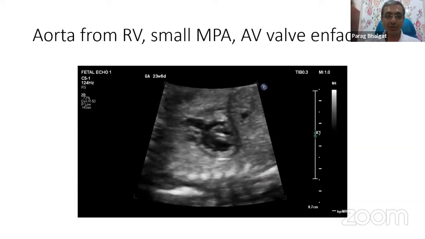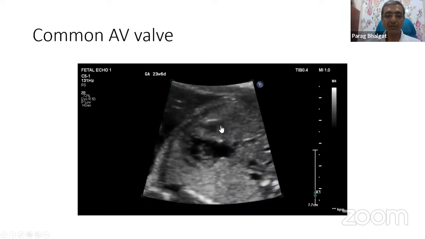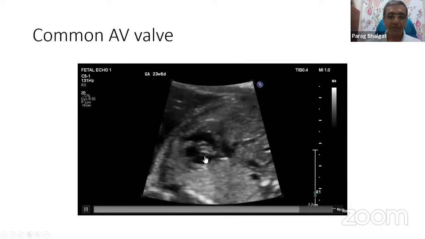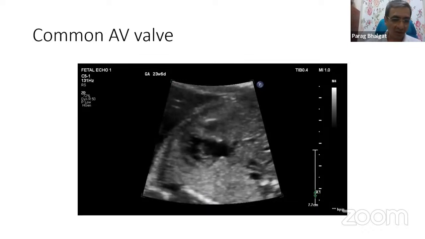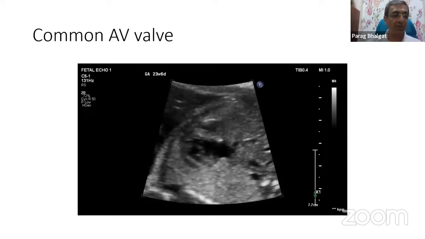Again, the morphology of the AV valve, with the aorta and PA from the RV, more like that. Sometimes the views are skewed too, and if we are not used to seeing them, we may not appreciate the valve morphology. But if you see your patient again and again, you'll appreciate it better.